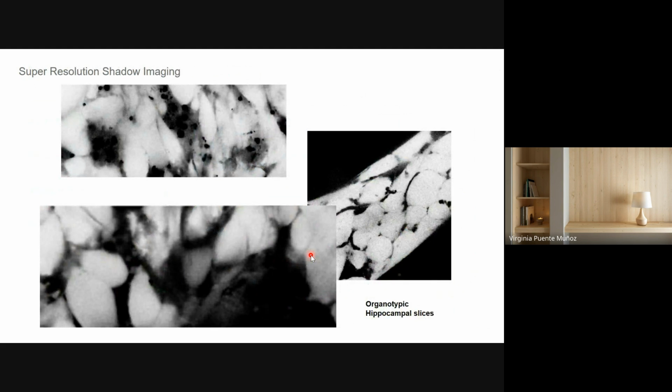These are, for example, some images we acquired a few weeks ago by using super resolution shadow imaging, and these slices were sliced with a Compresstome from Precisionary Instruments, and these are some organotypic hippocampal slices we kept in culture for a few weeks.